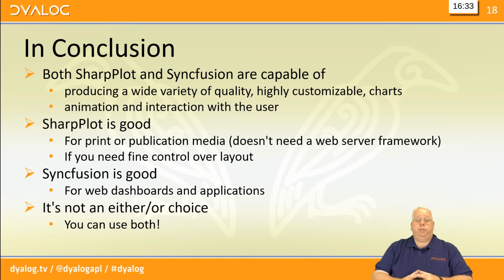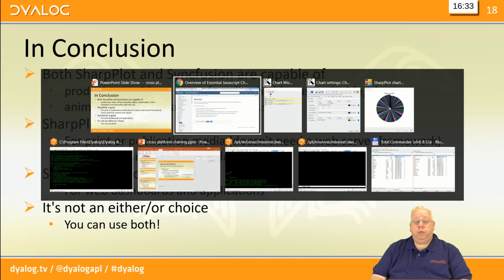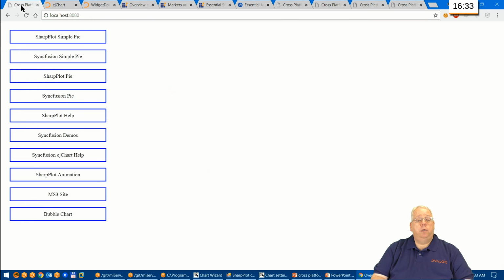So, in conclusion, both SharpPlot and Syncfusion are capable of producing a wide variety of high-quality, highly customizable charts. And you can do animation and interaction with the user with both. And I wanted to show that with SharpPlot.